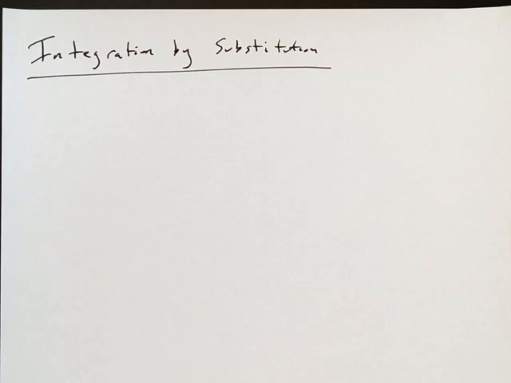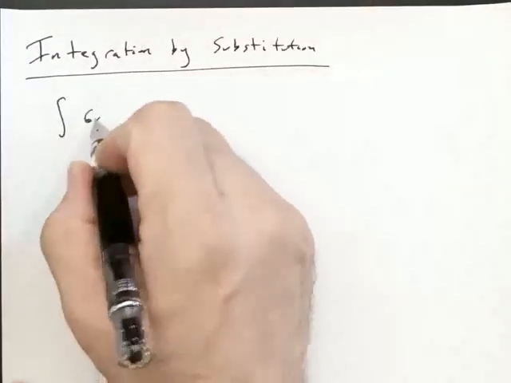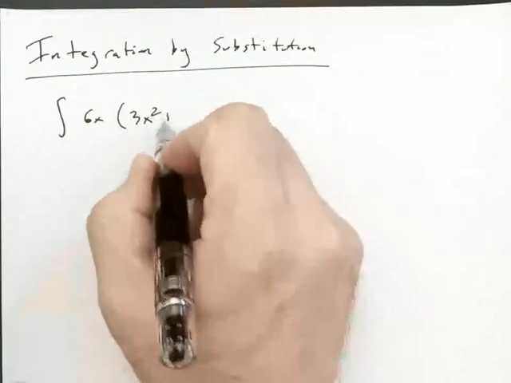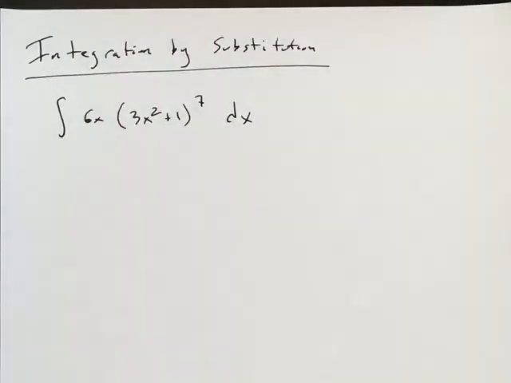I want to start working our derivative rules backwards. I think the easiest one to work backwards actually turns out to be the chain rule. So I want to start with an integral that I hope can be done straightforward. The integral of 6x times the quantity 3x squared plus 1 to the 7th dx. Ew.